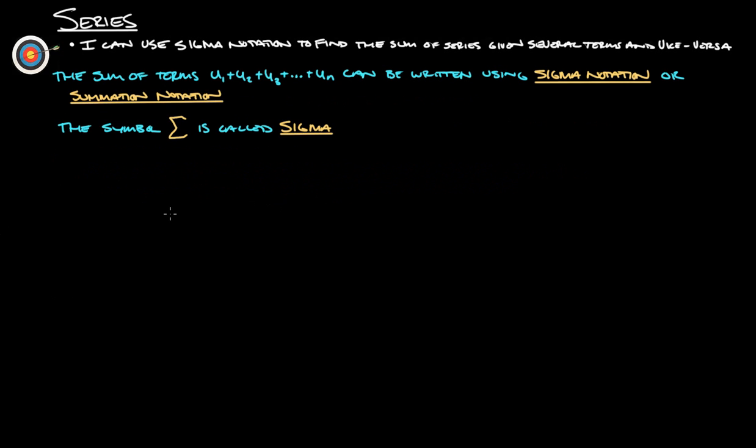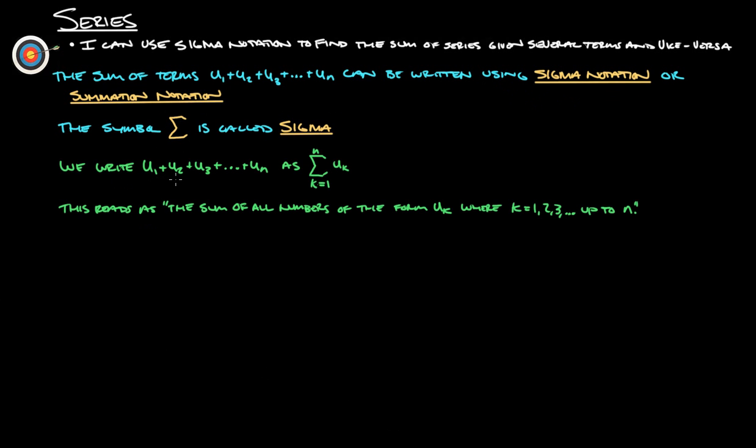All right, the sum of terms u sub 1, first term, u sub 2, second term, u sub 3, and so forth, all the way up to u sub n, which in this case is the last term, can be written using sigma notation or summation notation. This symbol here, this little funny looking E, is sigma. And that's why it's called sigma notation.